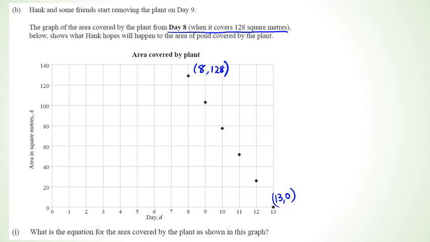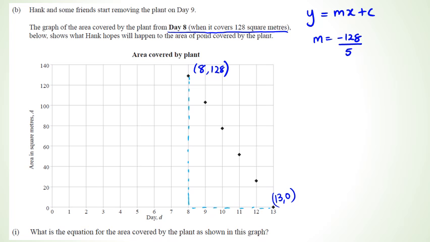So remember that the equation is going to be in the format of y equals mx plus c. Now to figure out the gradient, which is rise over run. If you look at how much it's actually risen, it's not risen because the graph has a negative slope, so it's actually going down. So your gradient is going to be negative 128 over 13 minus 8, that's going to be 5. So that's what your gradient is.